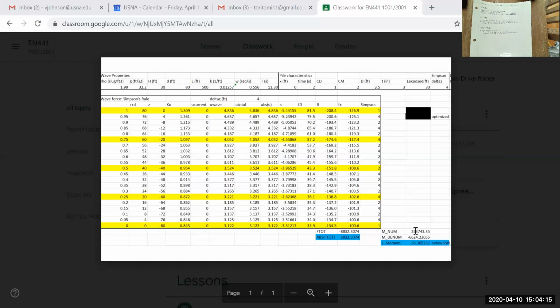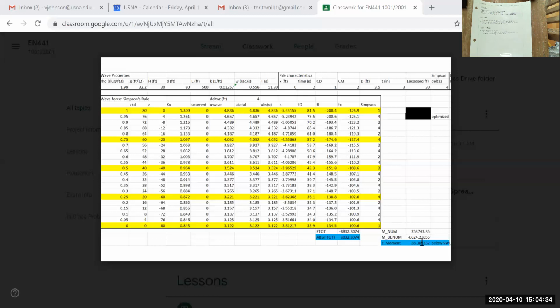Similarly, for my numerator, I can take the sum product of z times F sub x times Simpson, divide that by my denominator, which is the sum product of F sub x times Simpson, and that should give me the location below the still water level of my moment.